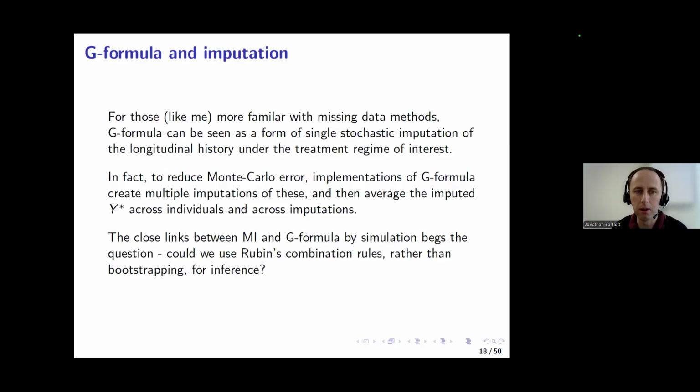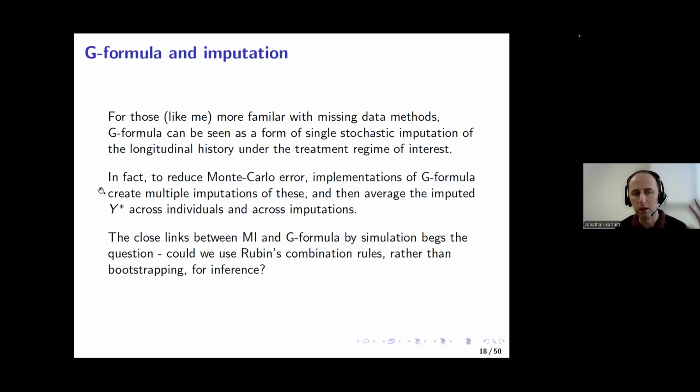And for people like me who don't know much really about causal inference, but know slightly more about things like missing data and multiple imputation, when I looked at how G-formula worked, I thought, well, it's sort of single stochastic imputation of this longitudinal history of confounders and outcomes under the treatment regime of interest. And so that's how I viewed the G-formula, or the implementation of G-formula by Monte Carlo integration.